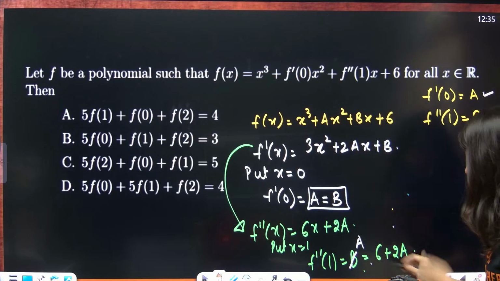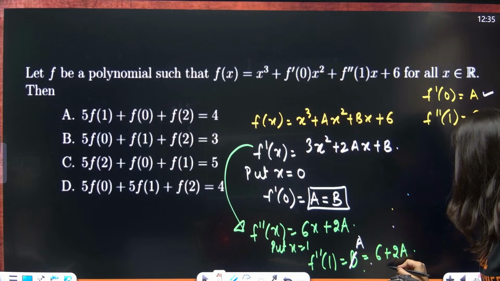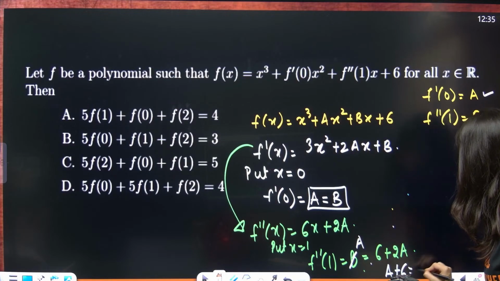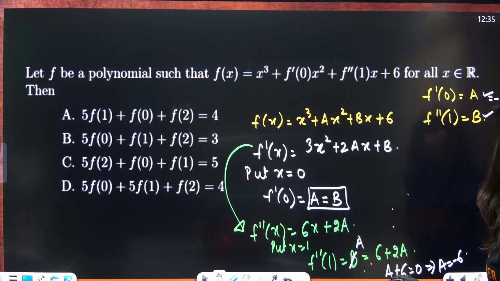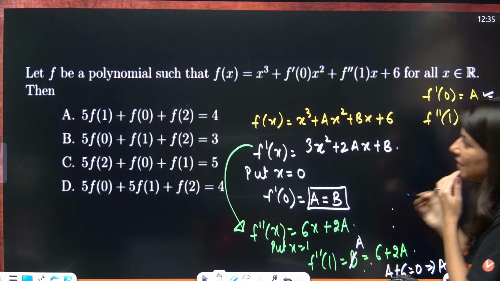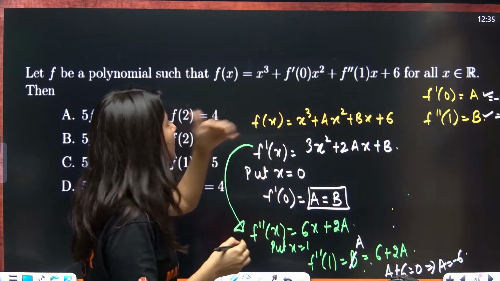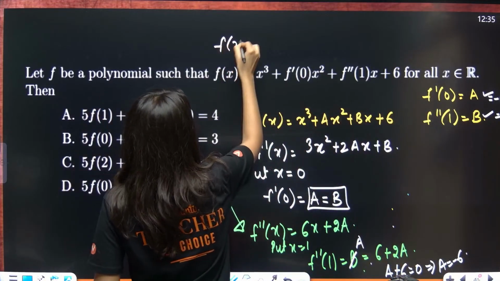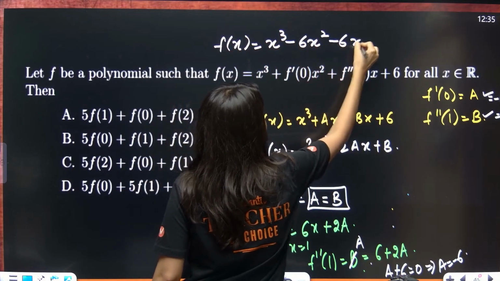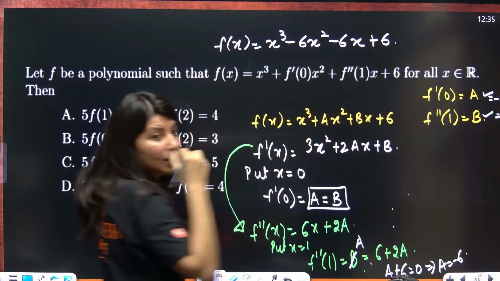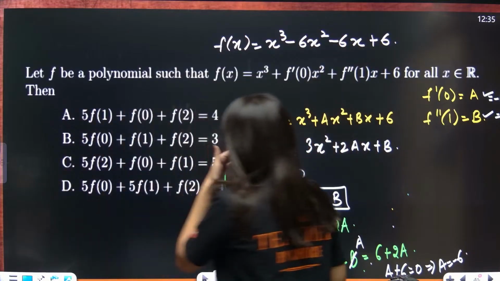Okay, how? So this is a plus 6 equals 0. So a is equal to minus 6. So b is also minus 6. Everybody, now actually you have got your complete fx. Finally your fx is x cube minus 6x square minus 6x plus 6. This is your fx.